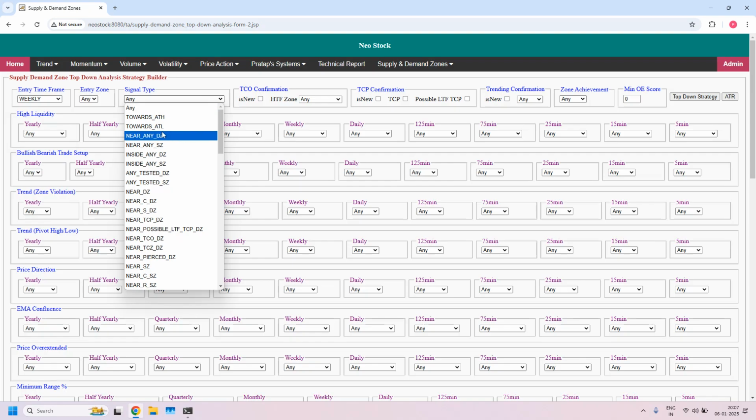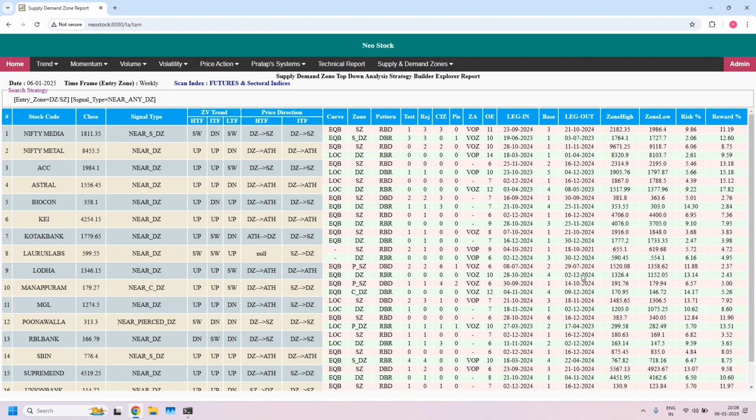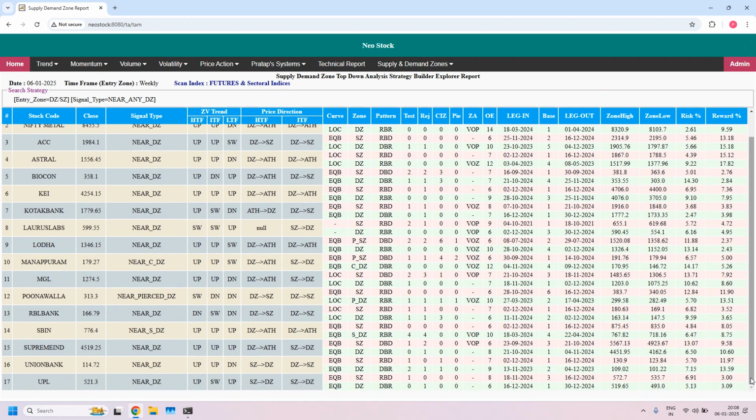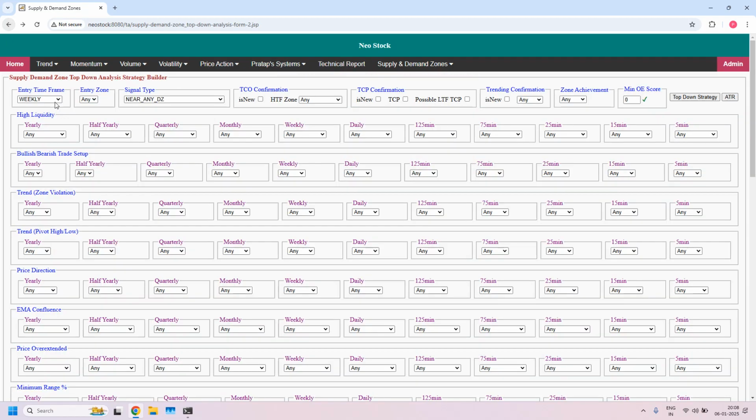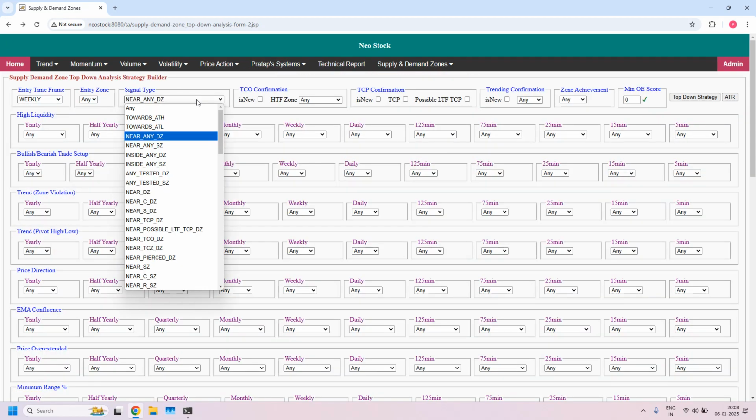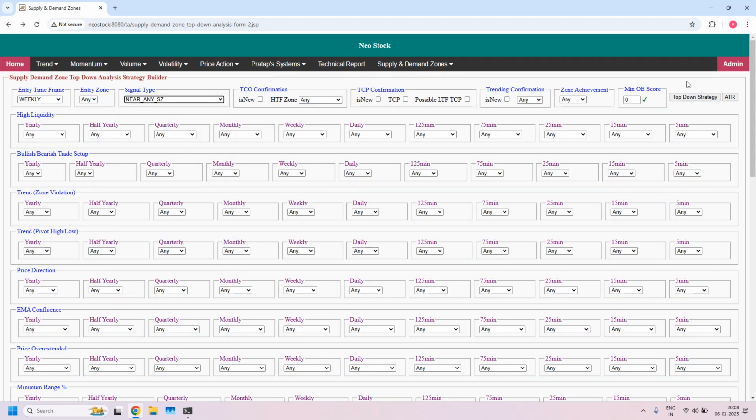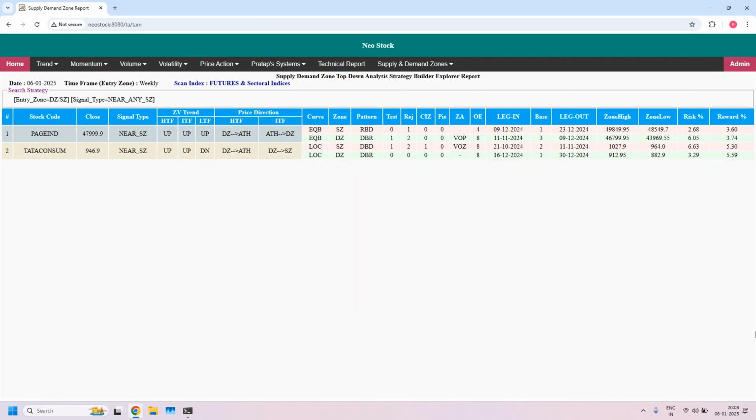Let us find the stocks near weekly demand zone. First 15 stocks in the list. I am scrolling the list down. So total 17 stocks are filtered. Next, weekly time frame, stocks near weekly supply zone. 2 stocks are filtered.